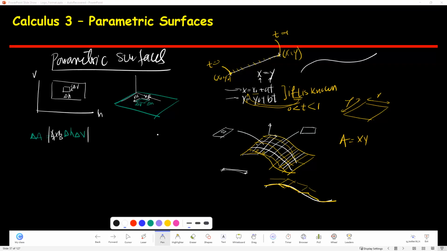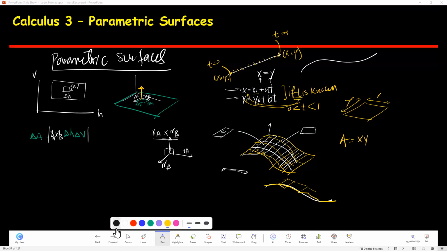We learned a long time ago, if you have two vectors, RA cross RB, and you take the cross product, for RA is this, RB is this, the cross product is going to be 90 degrees to both, like 90 degrees here, 90 degrees here. So bottom line, this little area is going to be perpendicular to this little patch.